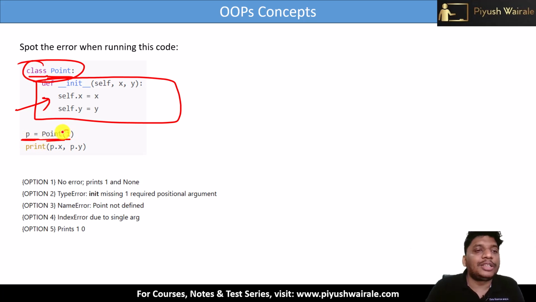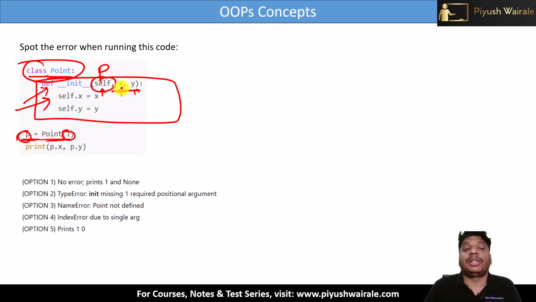Now what is this 1 here? If you see, this is going to call this particular function, which takes three inputs: self, x and y. Self is basically the object name itself, that is p. Now here we have two parameters for the input, and here we have specified only one. It means one parameter is missing, that is y, right? So this will throw an error.